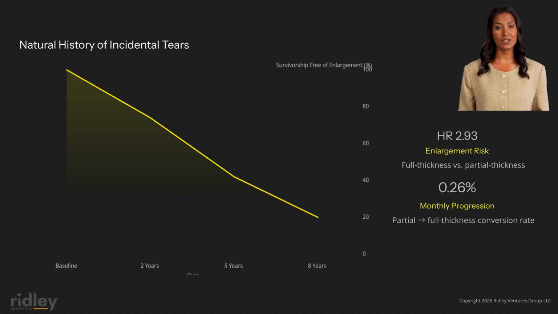Understanding the natural history of this patient's incidental finding is essential for appropriate long-term planning. Full-thickness tears are at substantially greater risk for enlargement than partial-thickness tears, with roughly triple the risk of progression, and survivorship free of tear enlargement for full-thickness tears declines from 74% at 2 years to 42% at 5 years and 20% at 8 years. Partial thickness tears progress to full thickness at a rate of 0.26% per month, with symptomatic patients demonstrating higher progression rates of 33% to 63% compared to 4% to 38% in asymptomatic patients.